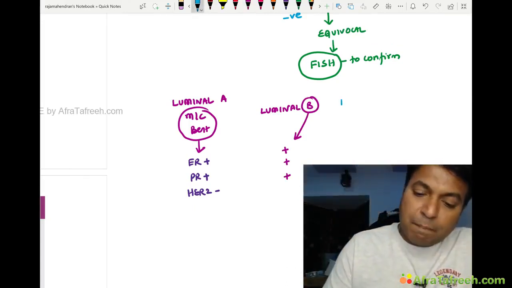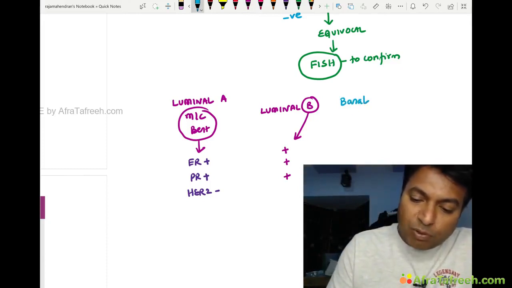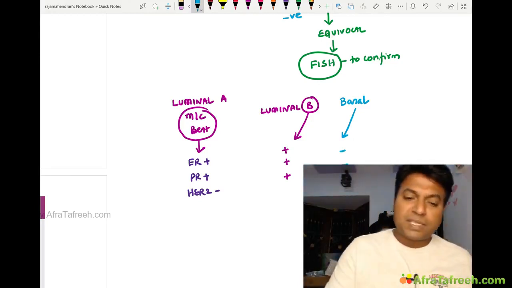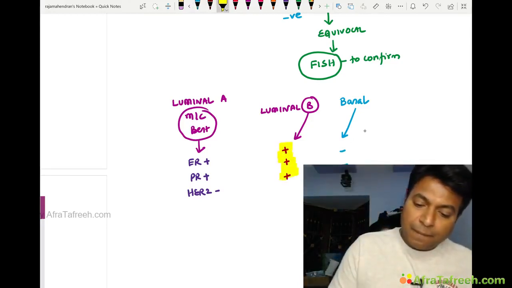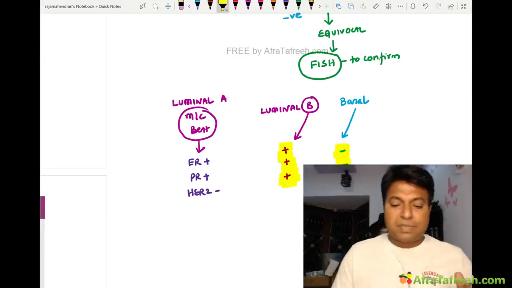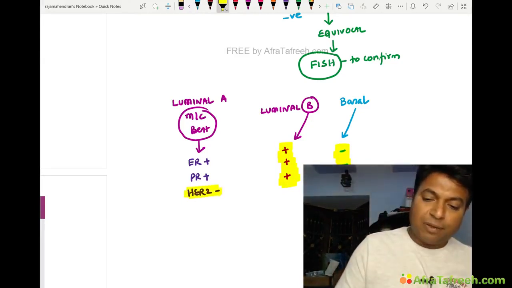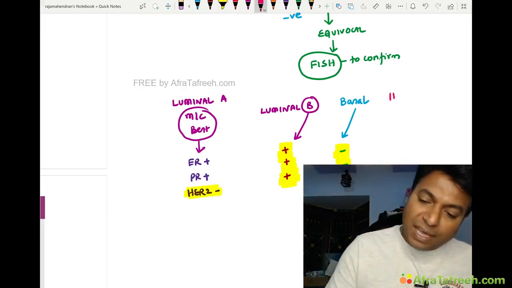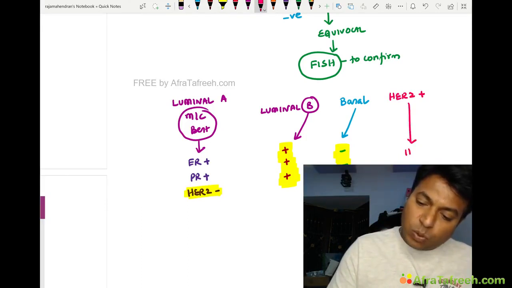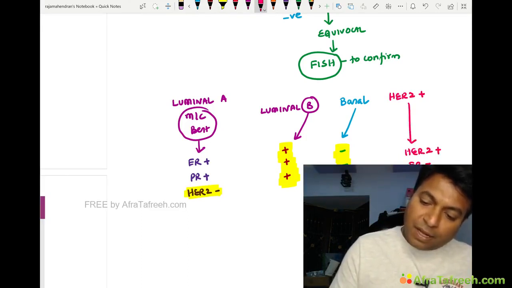The next type is the basal fellow. If you are a basal fellow, you will always be negative, negative, negative. All are negative. That is the basal type. In B type, all are positive. Luminal A is the most common type, where only HER2 is negative. And the last type is known as HER2 type: HER2 alone is positive, and ER and PR are negative.